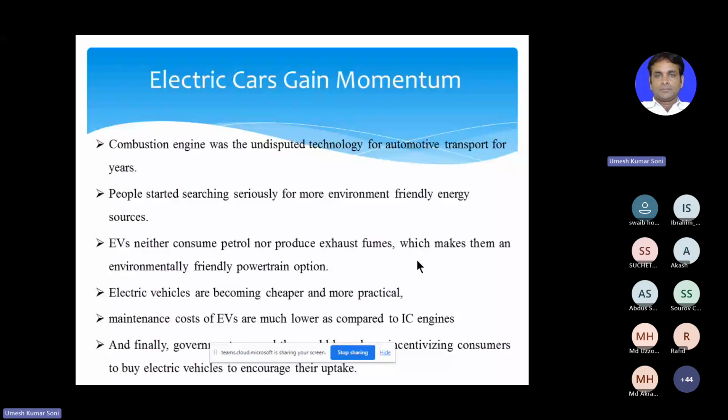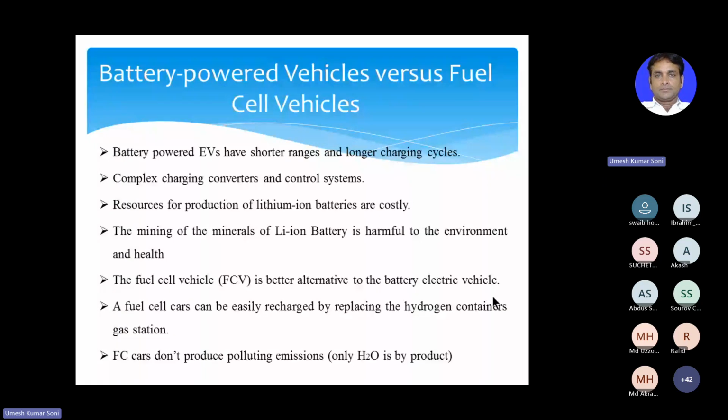So as we think about the maintenance cost, the internal combustion engines have much more cost compared to the EV during maintenance and repair, and EVs have comparatively low loss. Due to this reason, the governments are trying to motivate consumers to shift towards electric vehicles. So, we here compare battery powered vehicles versus fuel cell vehicles.